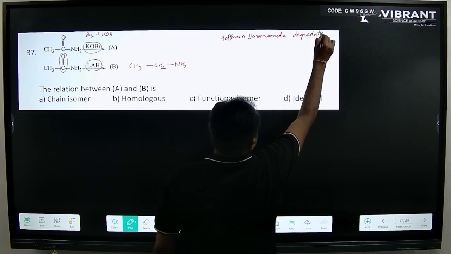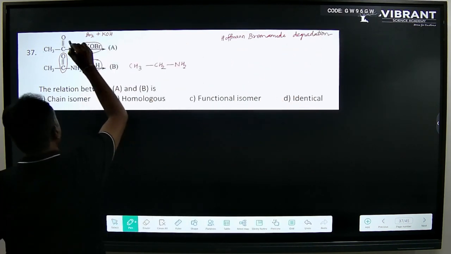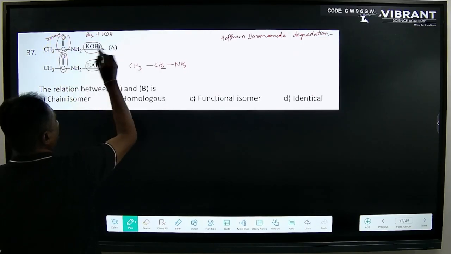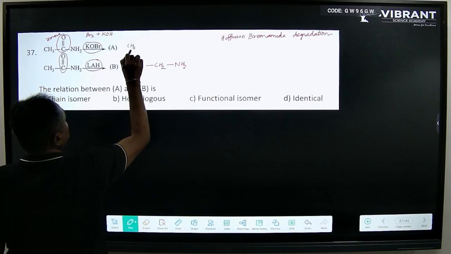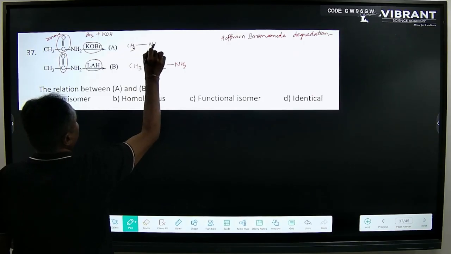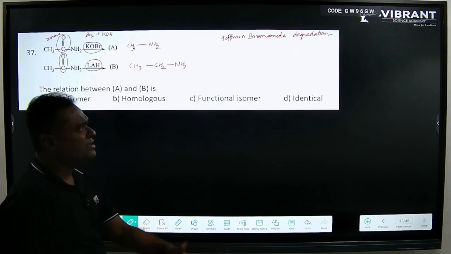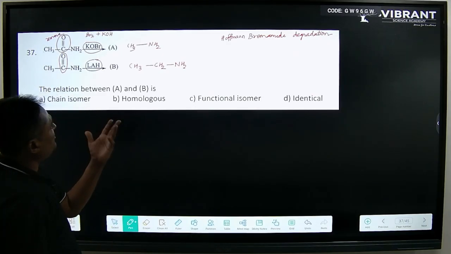The shortcut of this reaction is just remove one CO group, and you will get nothing but the amide getting converted to an amine with one carbon atom less. I think in both the cases you have got the answer. Now, what is the relationship between A and B?